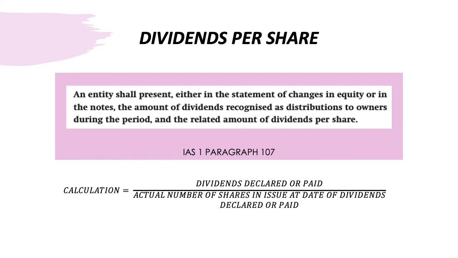But what does it mean if a dividend has been declared? It means that the dividend that the directors have proposed has actually been authorized and approved by the shareholders at the annual general meeting. And because the dividend has now actually been authorized and approved, the dividend can be recognized in the financial statements. So we essentially take the dividends recognized in the financial statements and we divide it by the actual number of shares that were in issue when the dividends were recognized in the financial statements.